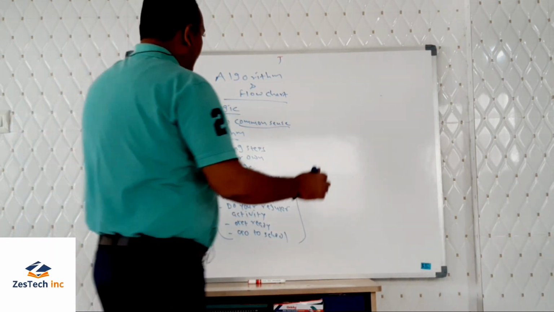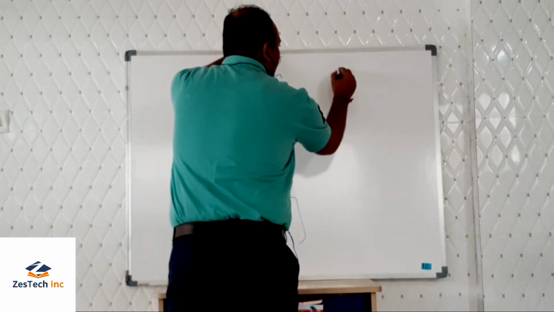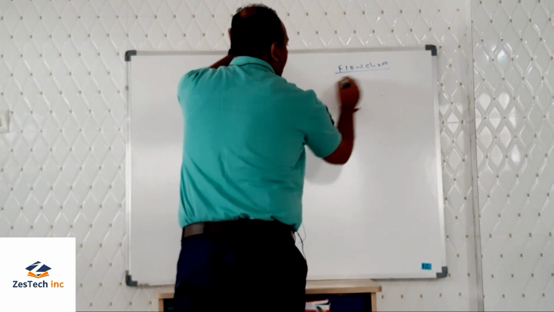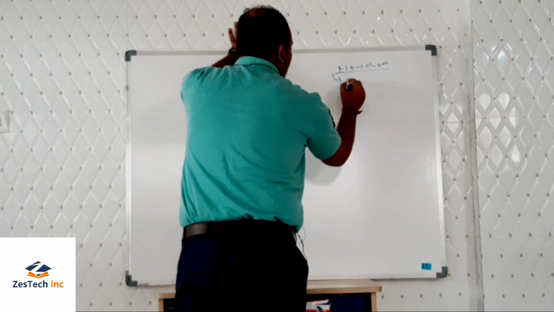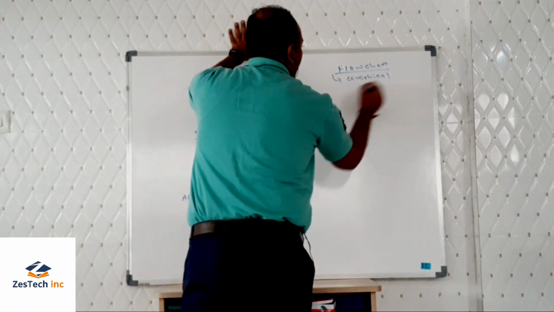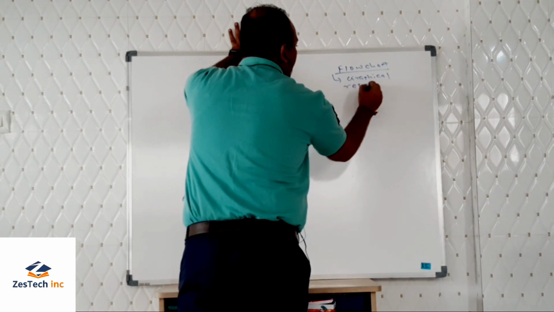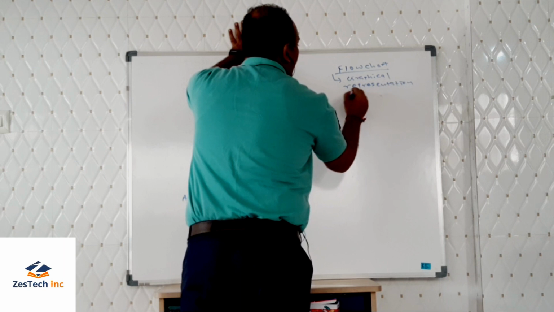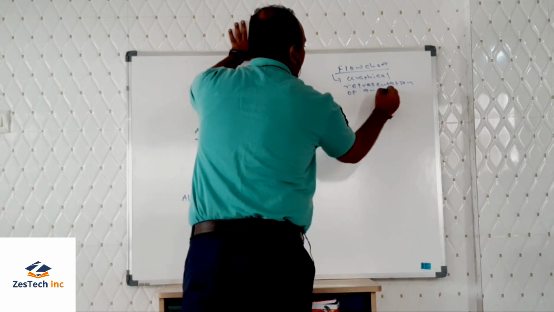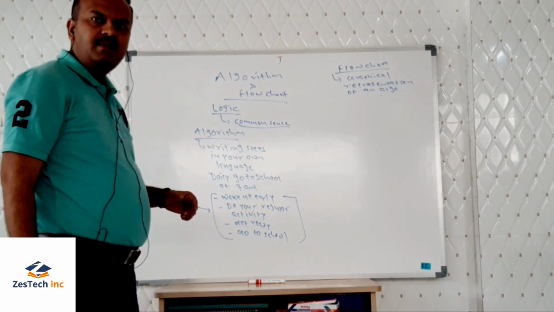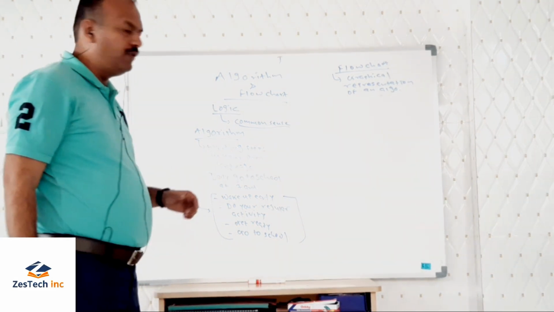Now, the concept of flowchart. The definition of a flowchart is, it is a graphical representation of an algorithm. So a flowchart is nothing but a graphical representation of an algorithm.